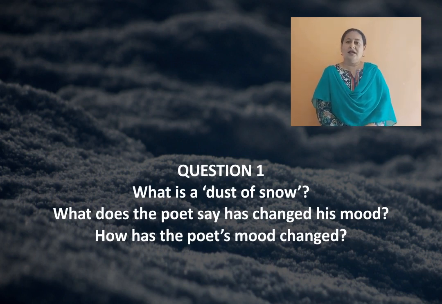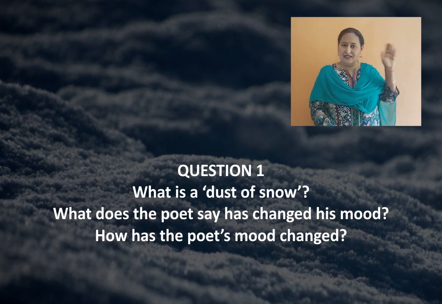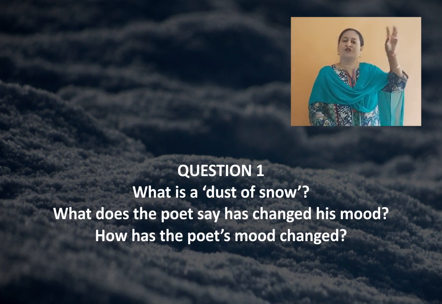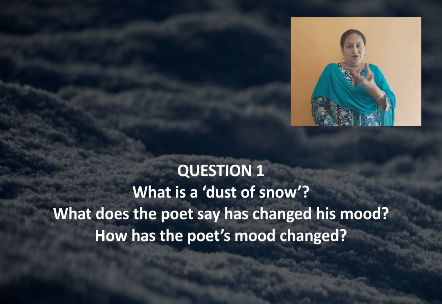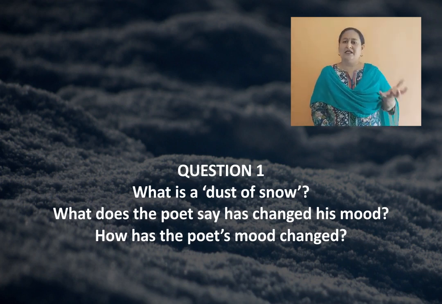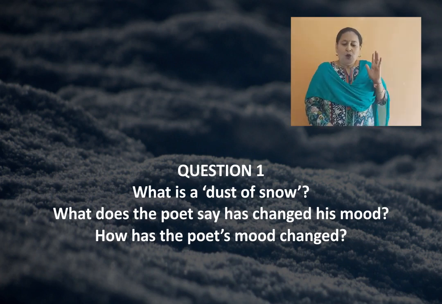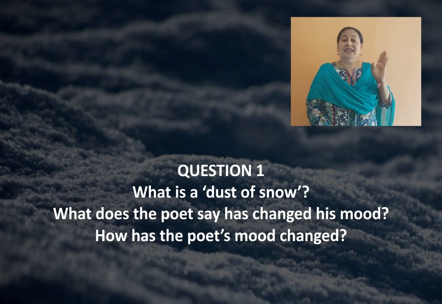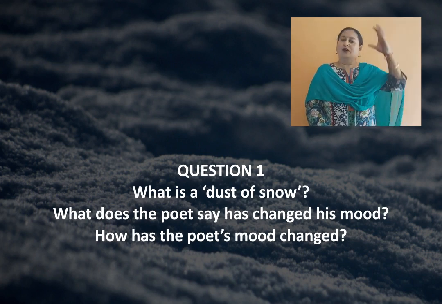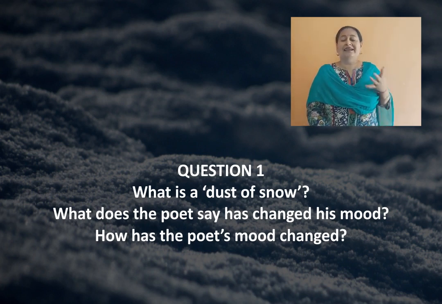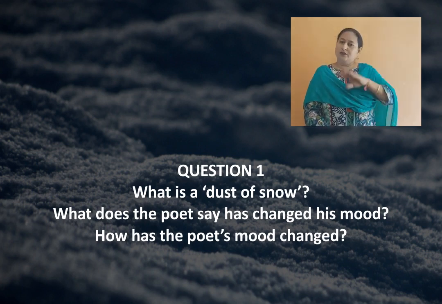The first question is, what is a dust of snow? So the snow that settled down on the hemlock tree, which fell in lumps there on the poet due to the perching of the crow, that is the dust of snow. Next part of the same question is, what does the poet say has changed his mood? The act of falling down of the snow from the hemlock tree, that has changed the mood of the poet.